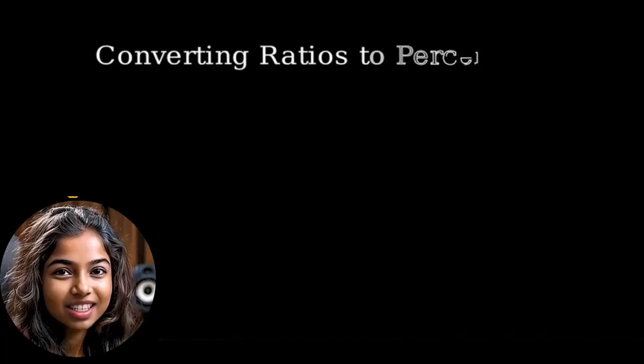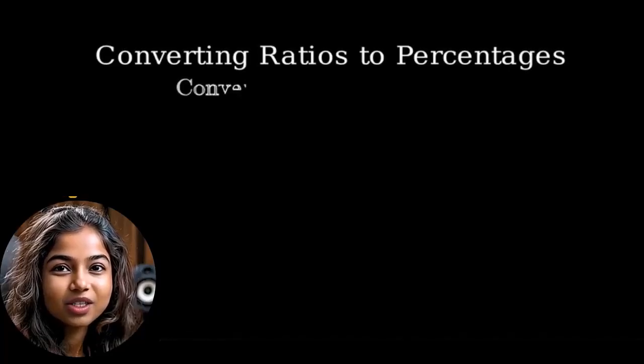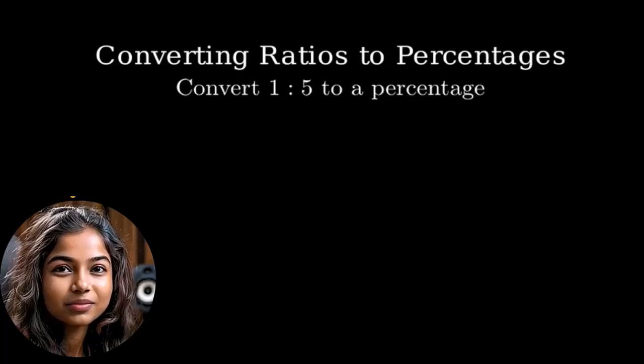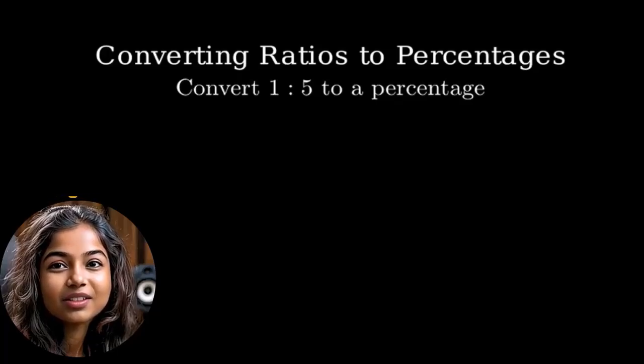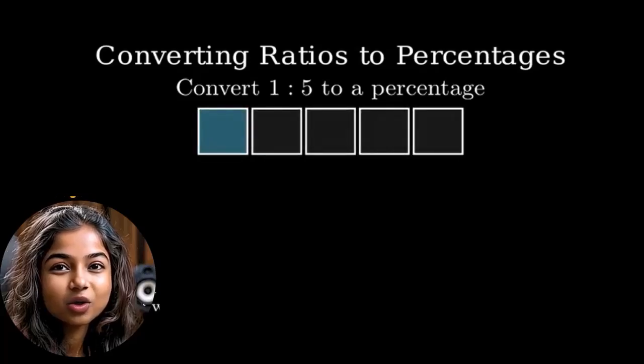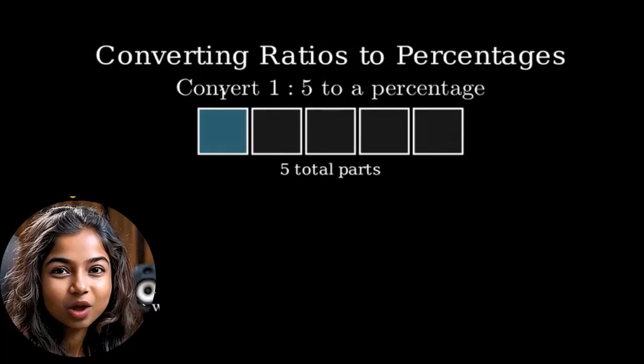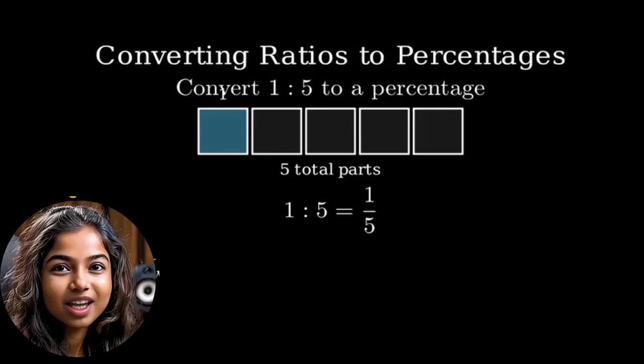Let's learn how to convert a ratio to a percentage. Our problem today is to convert the ratio 1 to 5 into a percentage. Let's visualize what 1 to 5 means. Imagine we have 5 equal parts and we're focusing on just one of them. This shows us that 1 to 5 represents one part out of 5 total parts. To convert a ratio to a percentage, we first need to write it as a fraction. 1 to 5 becomes 1 over 5.